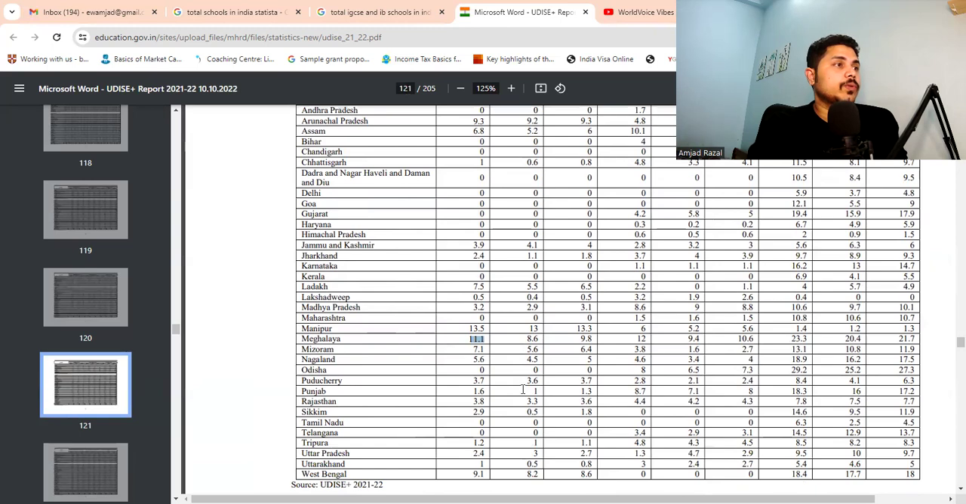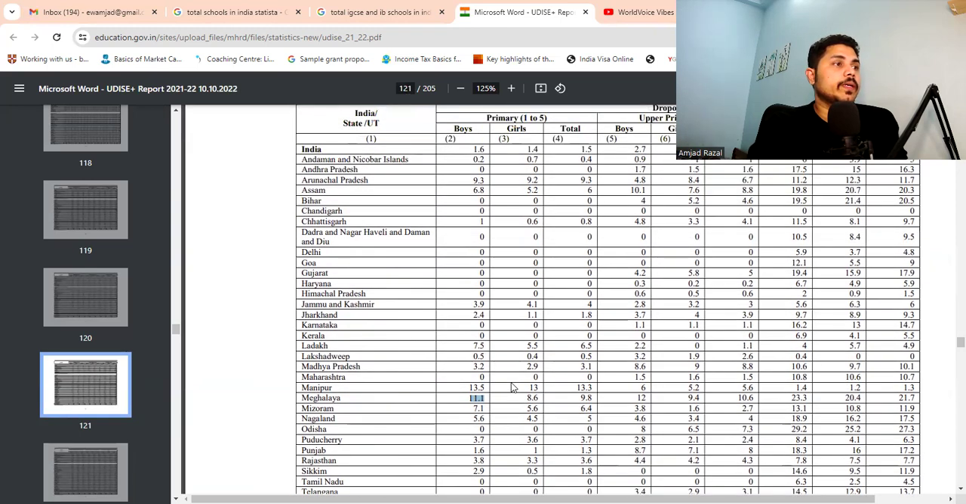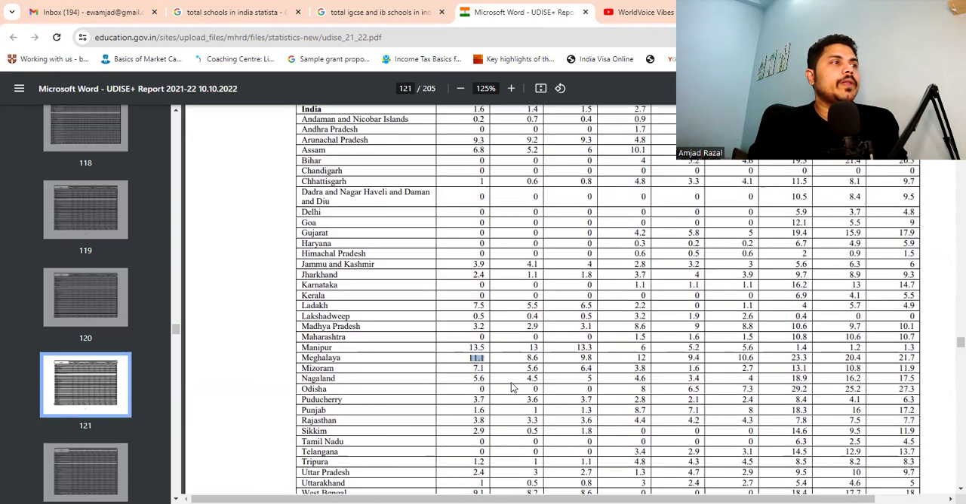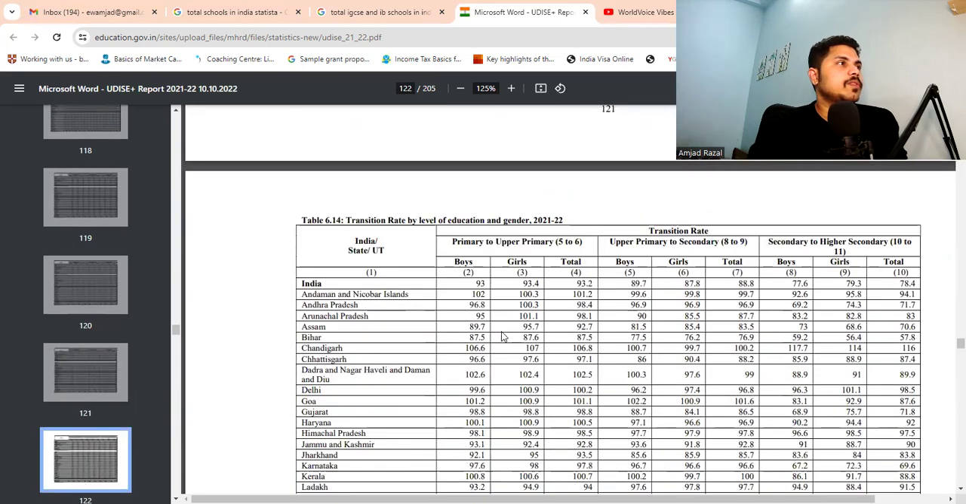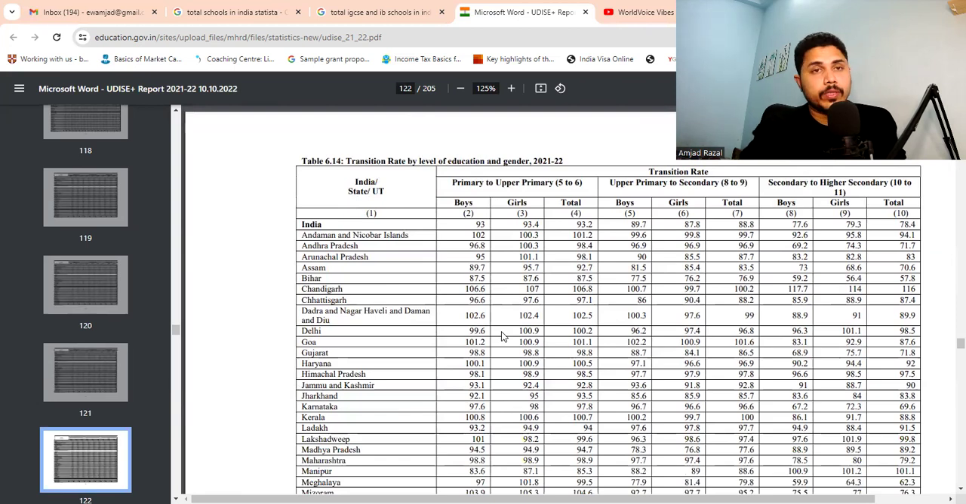Out of all the students enrolled, 11.1 students drop out in the lower classes, or they could go to some other school, they change the school. Dropout doesn't mean they totally leave education. It could be anything. I'm just assuming. I could be wrong. Please correct me in the comment section.